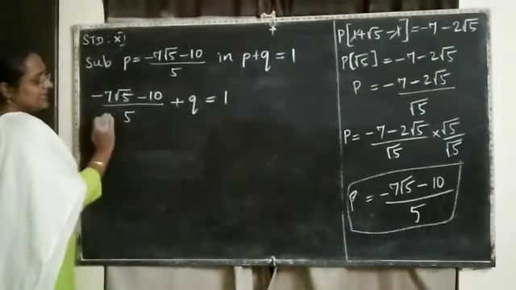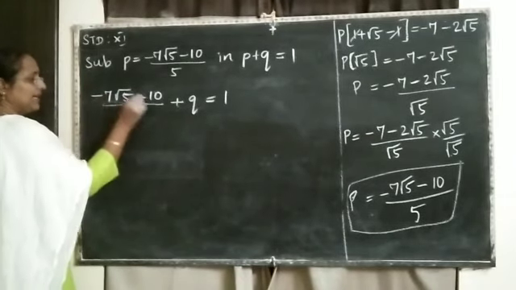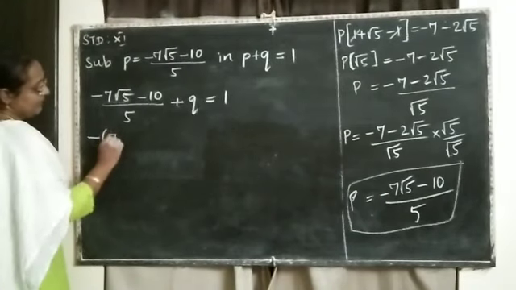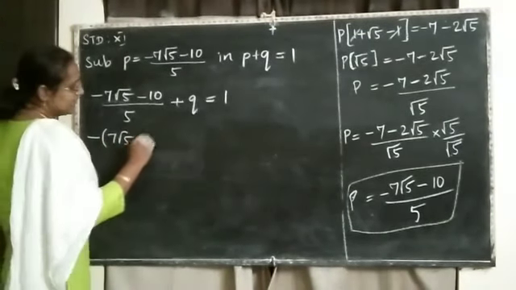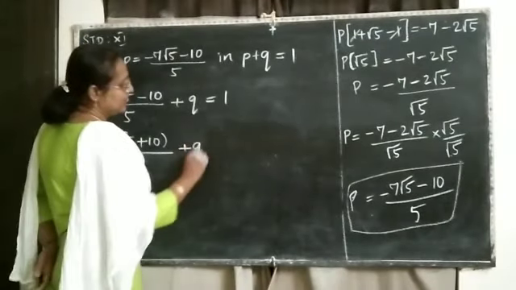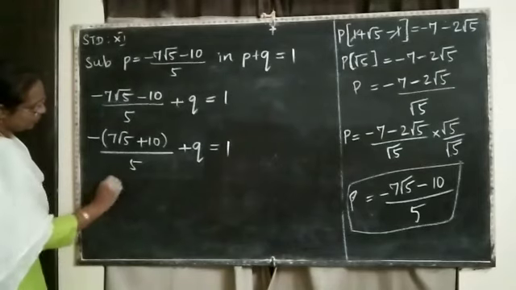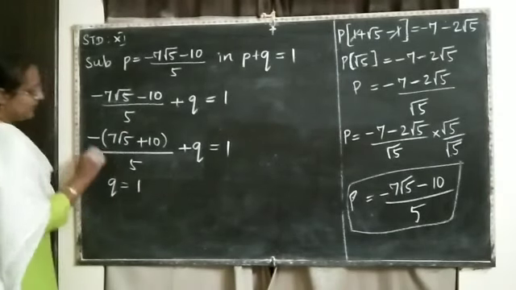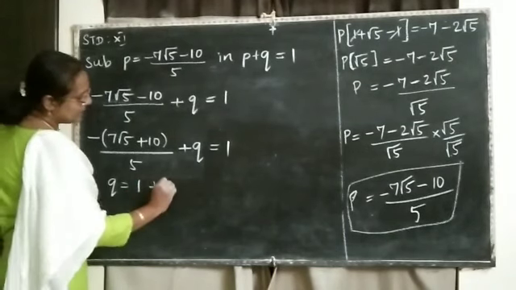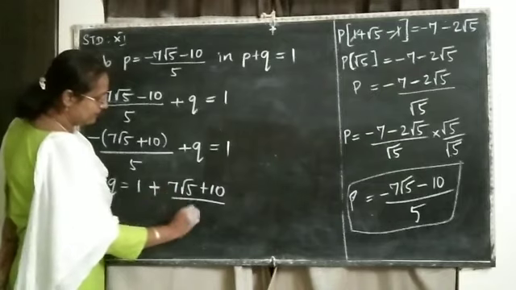Now I am going to take this constant to that side, isn't it? Okay, now look into this, we have minus in common. So shall we change this as minus (7 root 5 plus 10) divided by what? 5, plus Q is equal to 1, isn't it? Now take this to that side. So Q will be equal to 1. If this minus goes to that side, it becomes 1 plus (7 root 5 plus 10) whole divided by what?